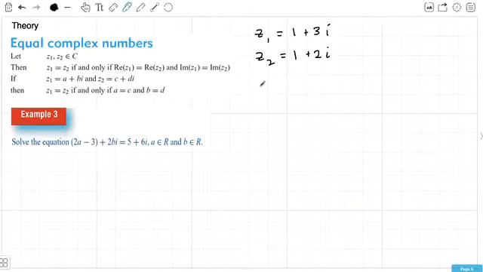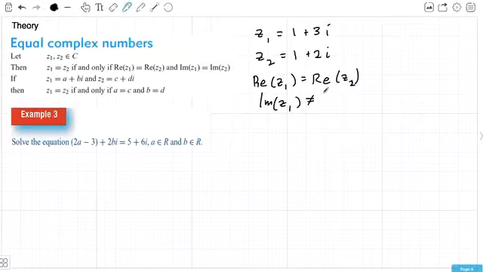So you can see here that even though the two real parts of the z's are equal to each other, they're both 1, their imaginary parts are not equal. So the thing to be very careful of here is that you have to compare both the imaginary parts and the real parts of those numbers. So the real part's the same, imaginary part's different, these two are not equal.